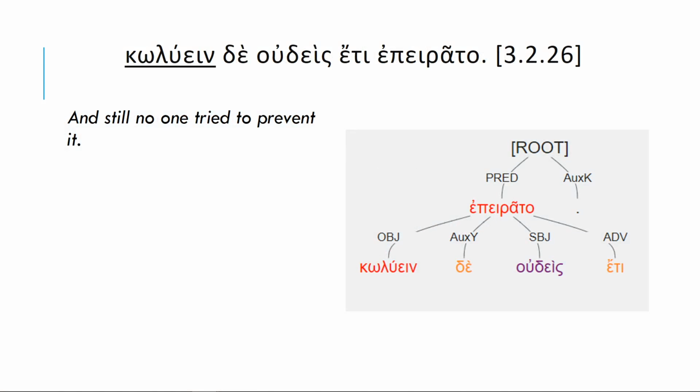So, and still no one tried to prevent it. Notice we translate it with an infinitive in English. No one, oudeis, tried to prevent it. And it comes out very naturally. To prevent is the object. If that had an object, it would hang on it. To prevent the war, it would hang on the infinitive.